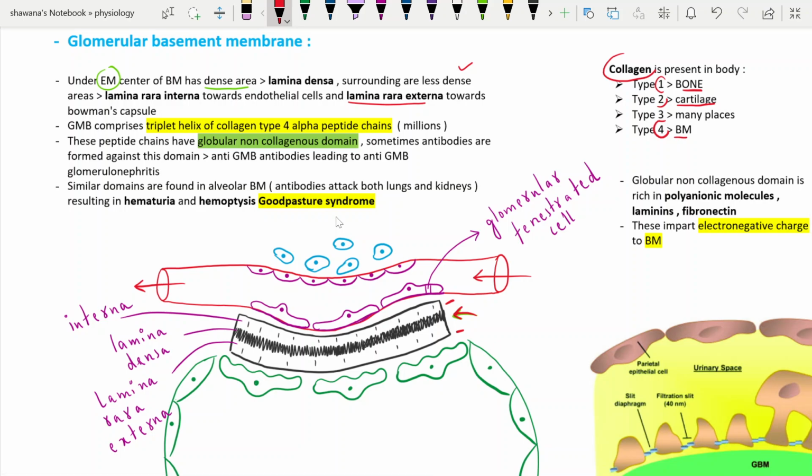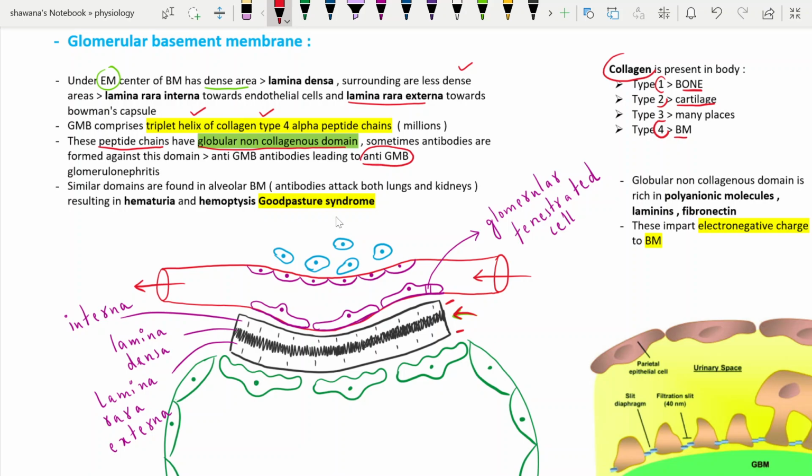Okay, and what is it comprised of? It is comprised of a triple helix of collagen type 4 alpha peptide chains, and these peptide chains, basically proteins, have a globular non-collagenous domain. Okay, you should remember this name, globular non-collagenous domain. It is of importance that in some autoimmune diseases, antibodies can be formed against this domain, and it leads to glomerulonephritis, which is anti-glomerular basement membrane glomerulonephritis.